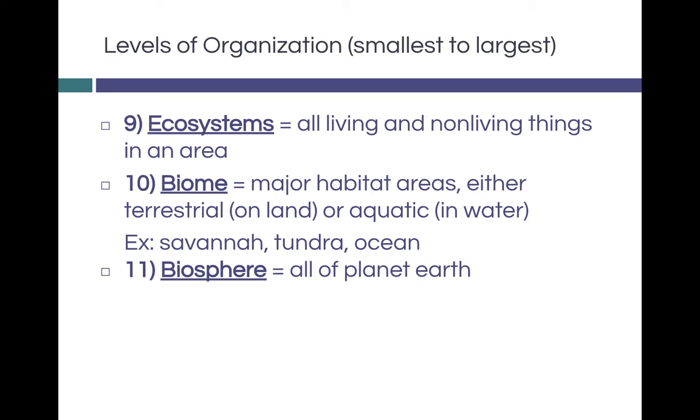Biomes are the major habitat areas. This can be terrestrial, meaning on land, or aquatic, in water. So for example, we have savannas, tundras, ocean. In Minnesota, we're mainly made up of the deciduous forest, the coniferous forest, and prairie land. We also have areas like desert, rainforest, etc. that would also be considered biomes.